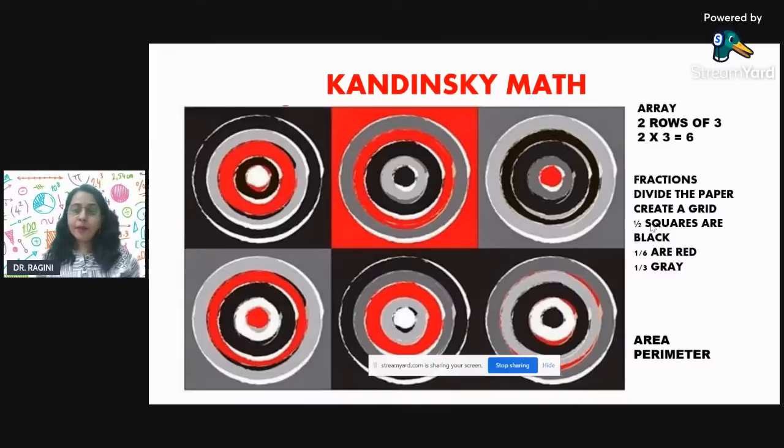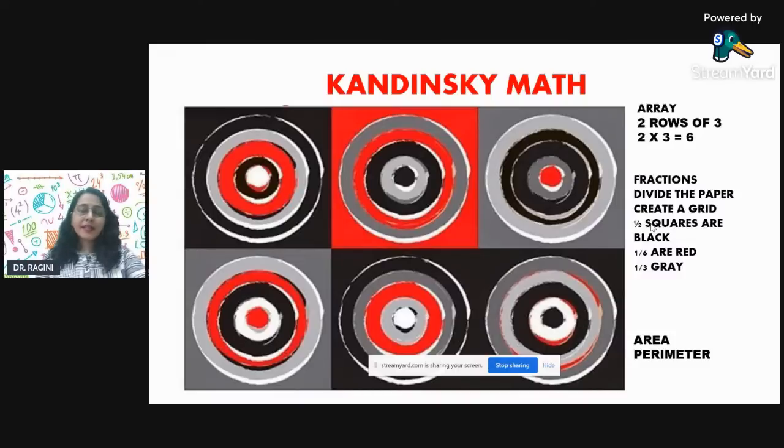Also, area and perimeter. How can you sort out area and perimeter? So, how many blocks are there? Ratio 2:3. The height is 2, the length is 3. Different circles.